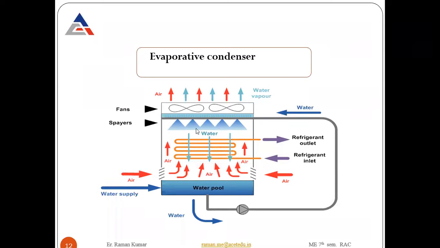Why is it called evaporative? When water is thrown on the tubes, and the refrigerant flowing through these tubes is very hot, the cooling water coming in contact with the tube will evaporate. That's why it is known as an evaporative type condenser.